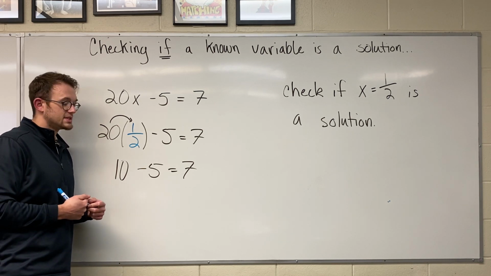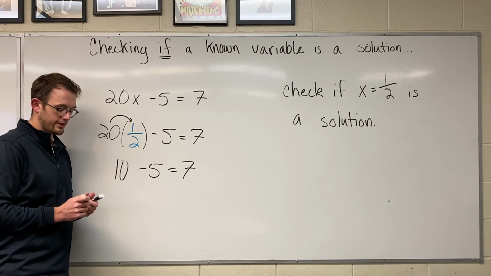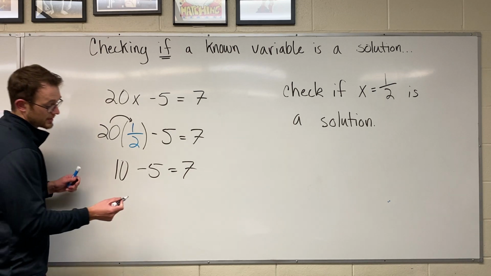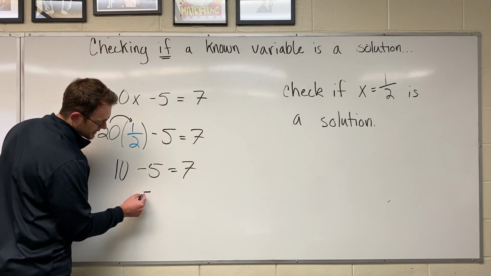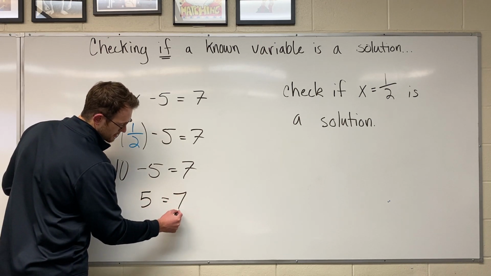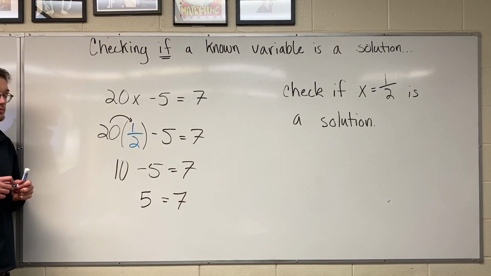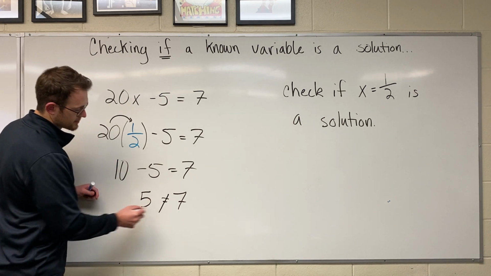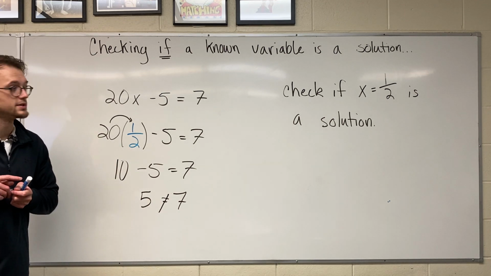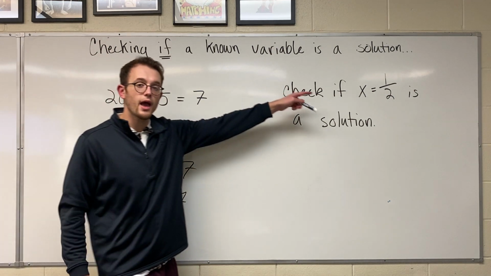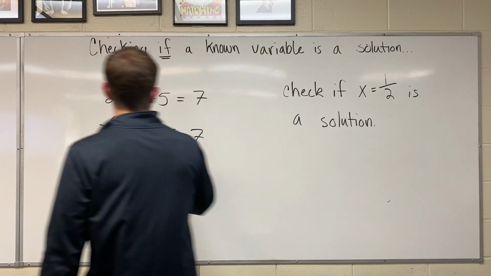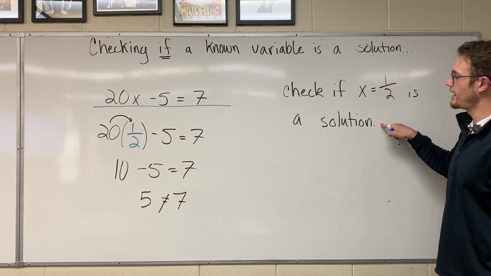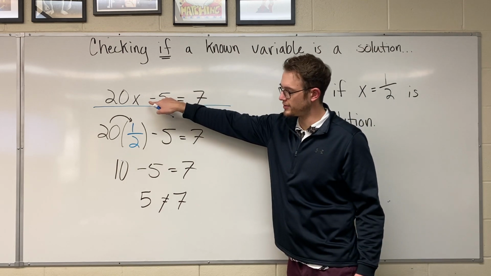Next step, 10 minus 5. Well, hopefully you guys are all starting to see that this one's not going to work out so well. Because when I do 10 minus 5, I get 5. And does 5 equal 7? No, it does not. 5 does not equal 7. So, is x equals 1/2 the solution to that original equation?